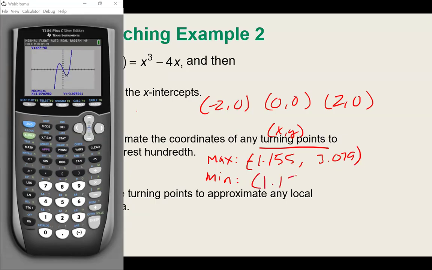And we're at 1.155 and -3.079. Okay, those are my turning points. It said to the hundredth, but I went to the thousandth, so ignore that. But you get what I'm saying.